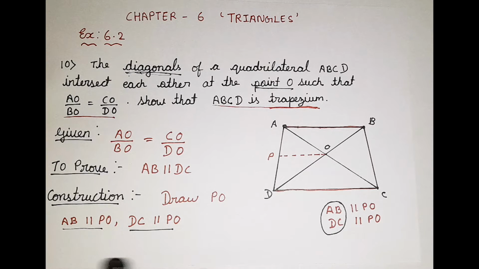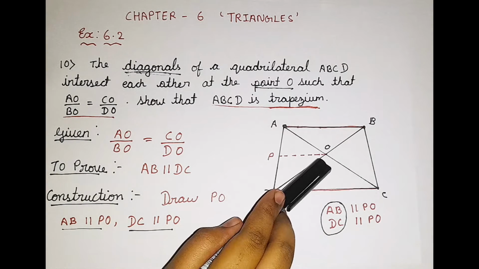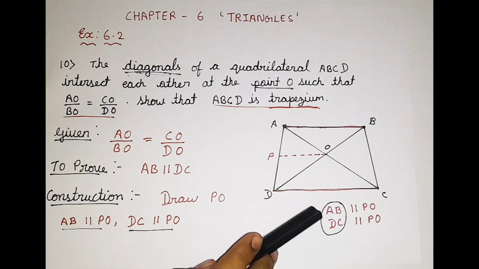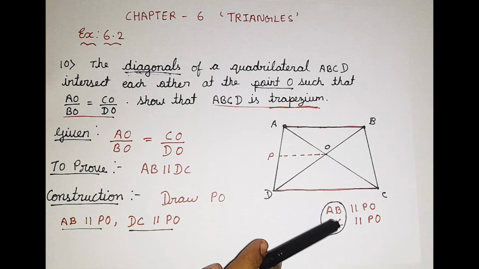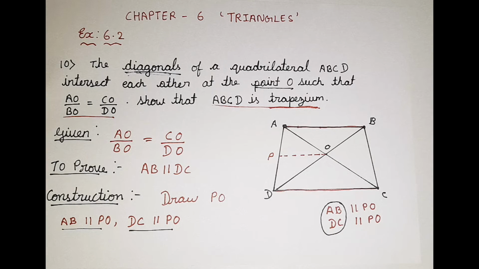Okay, so if you don't understand this, just leave it. We drew a parallel line, that is PO, and we saw that AB is parallel to PO and DC is parallel to PO. When I wrote it separately, I found that we can use these two clues for proving AB is parallel to DC. That is a simple explanation.